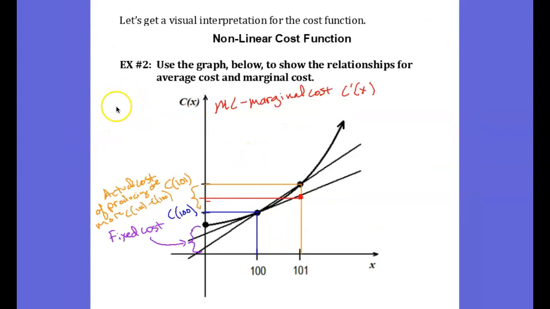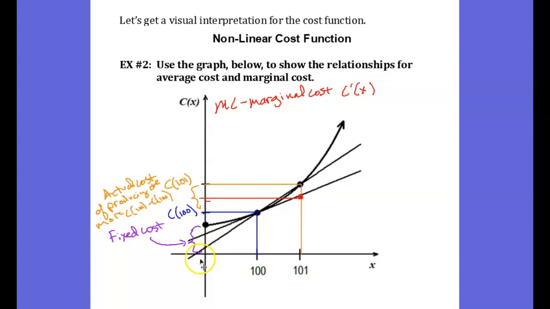In example 2, we want to look at a graphical representation of marginal cost. So marginal cost is the cost of producing one additional item using the slope of the tangent line at the previous value. Here we have a cost function C of x. And you can see that we have a y-intercept for our cost function. This corresponds to the cost of producing 0 products. And so we call these fixed costs. And they include things like utilities, electricity, if you're paying a lease on your production facility, etc.